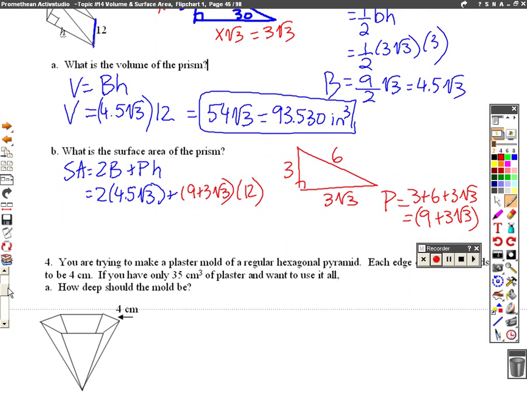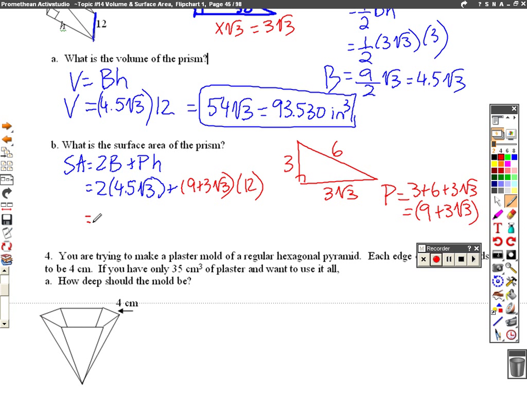All right, I'm going to give you both answers, but most of you, I expect at this point in time, will go ahead and switch to decimals and give me an answer in decimals. But I will give you both answers. This will be 9 root 3 plus 108 plus 36 root 3. So in radicals, this whole answer will be 45 root 3 plus 108.